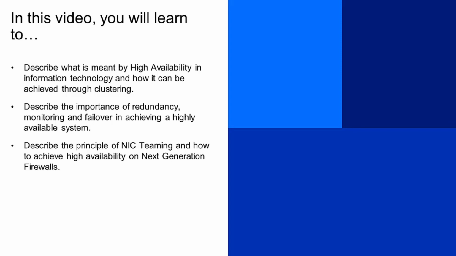In this video, you will learn to describe what is meant by high availability in information technology and how it can be achieved through clustering. Describe the importance of redundancy, monitoring, and failover in achieving a highly available system. Describe the principle of NIC teaming and how to achieve high availability on next-generation firewalls.